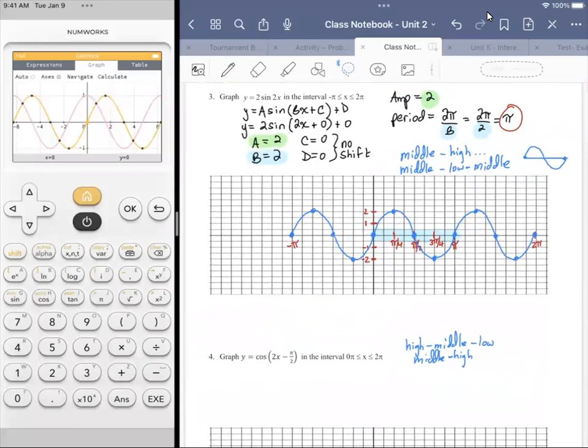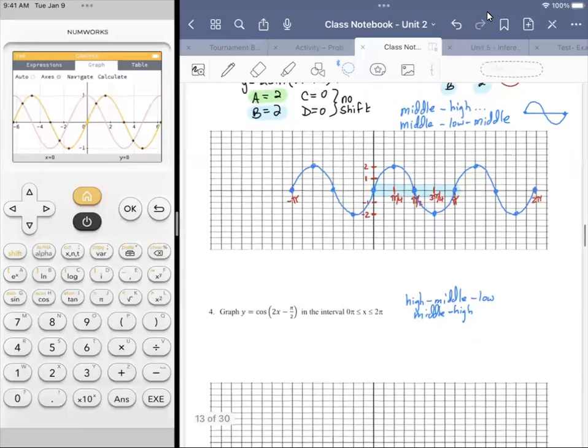Now I'm going to add a little extra spice to it. First off, it's going to be a cosine function. All right. But now we have our high, middle, low, middle, high. That's going to help us. But I'm also going to incorporate a phase shift. All right. So y equals A cosine of Bx plus C, plus D.